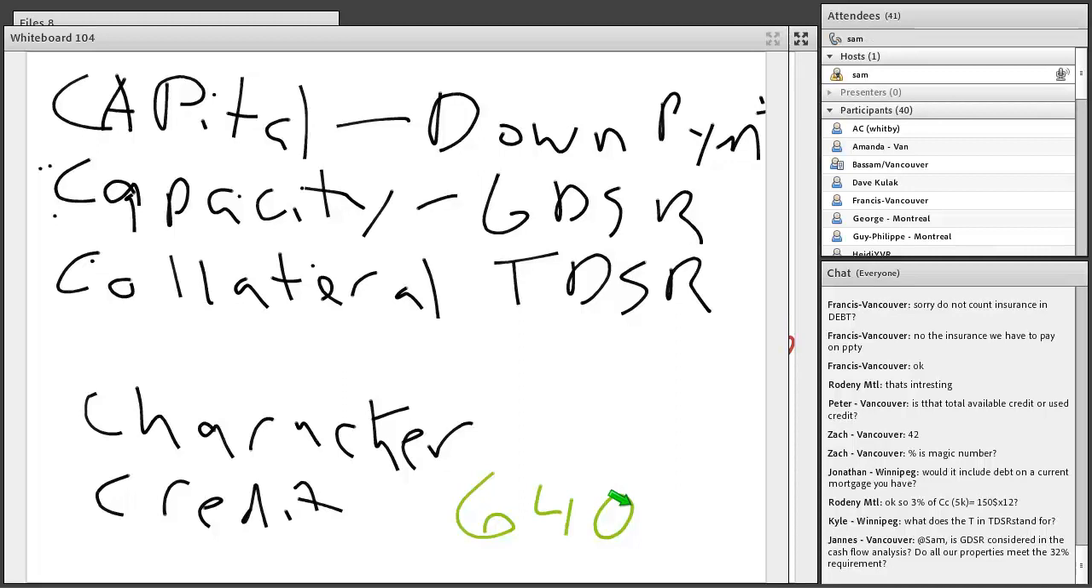So Rodney in Montreal, sorry, we didn't get to your question. Yeah, so $150 a month times 12, correct. But when I was doing the calculation, I was just doing a monthly calculation, right? So I took $150 plus the car payment, right?